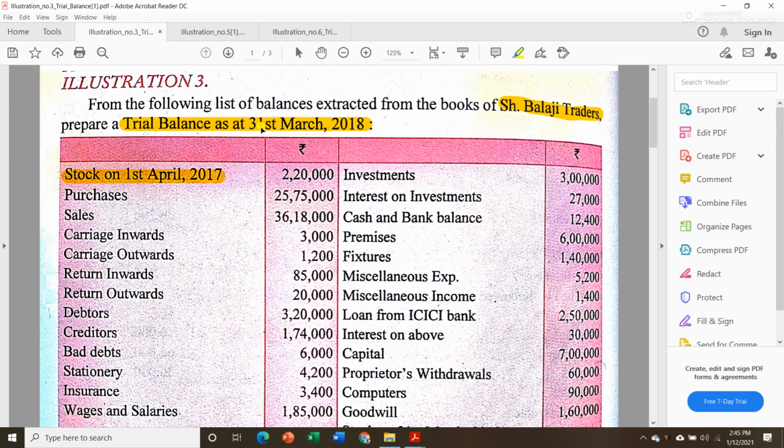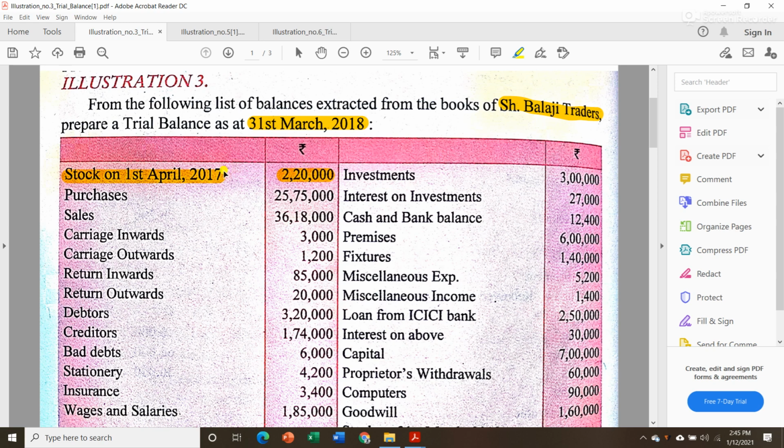Now see, we are preparing the trial balance on the last date of March of 2018. That means the financial year is taken from 1st April to 31st March. If 31st March 2018 is the end day of our financial period, then the starting date will be 1st April 2017. So when they say that stock is on the first date of a financial year, it is our opening stock. And if you remember, in our previous session we have seen that opening stock is treated as an asset, so it will be written on the debit side.